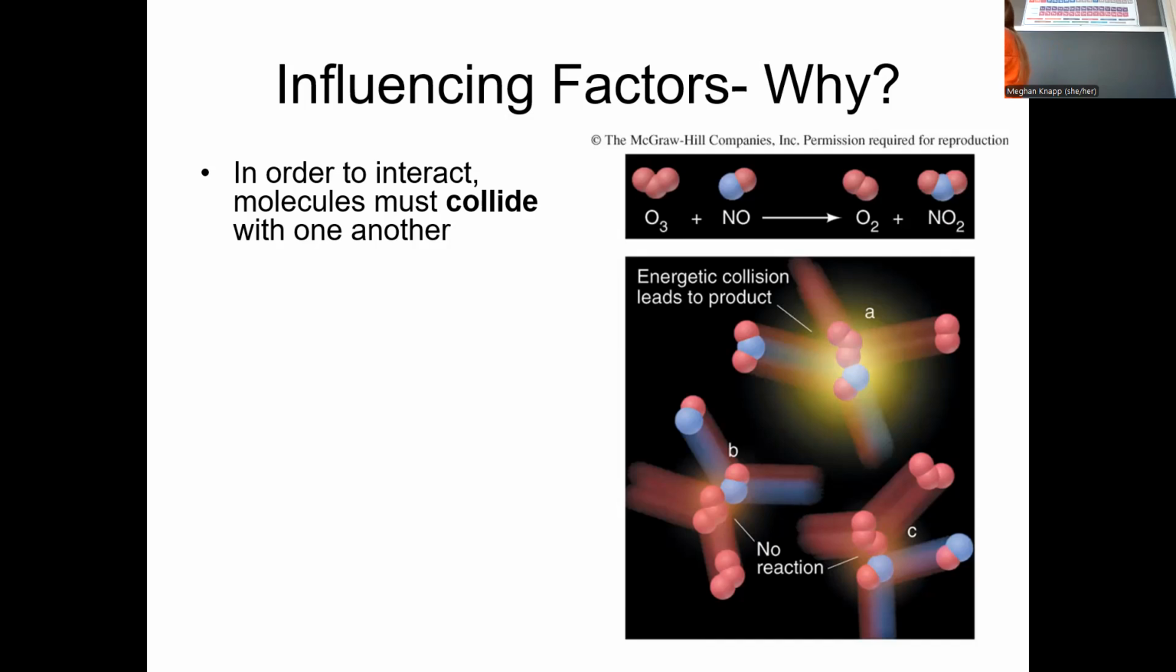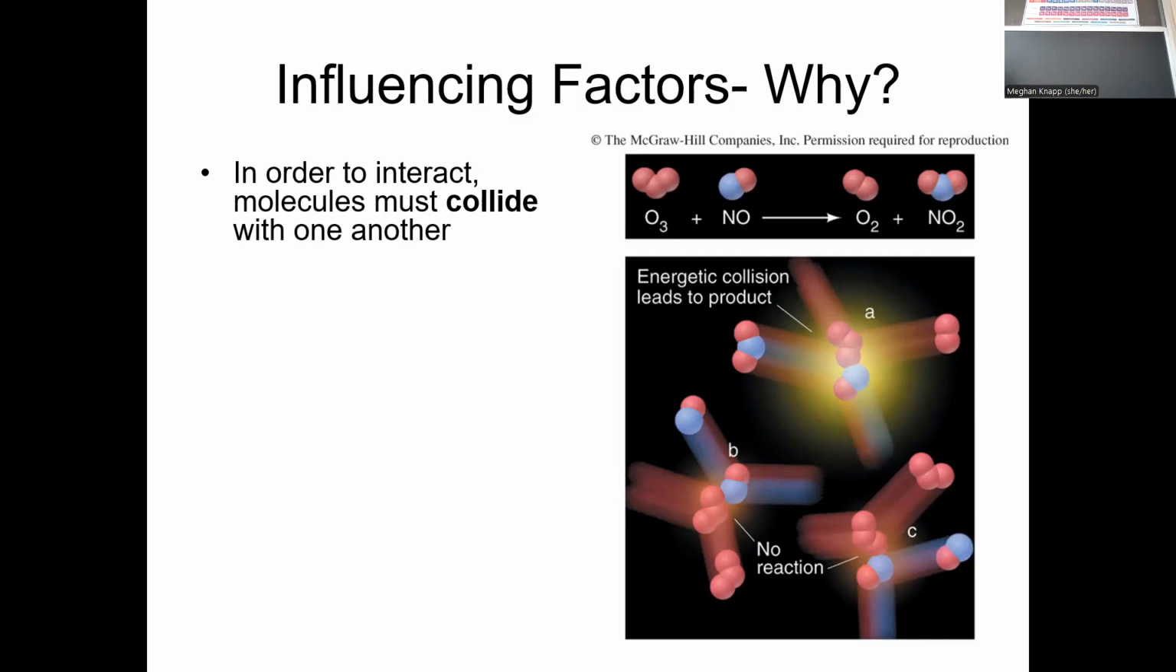So in order to have this reaction, they have to hit one another, but they have to do it with two things. Enough energy for that reaction to happen. So if they just sort of lightly tap each other and walk away, they're not going to break the bonds within their own molecules in order to be able to move the oxygen from one molecule to the other. And they also have to be facing the right way.